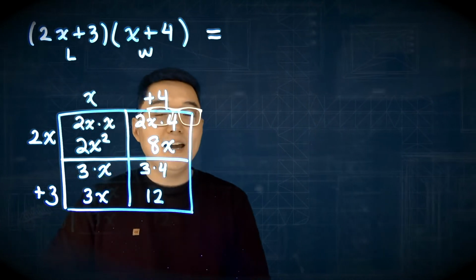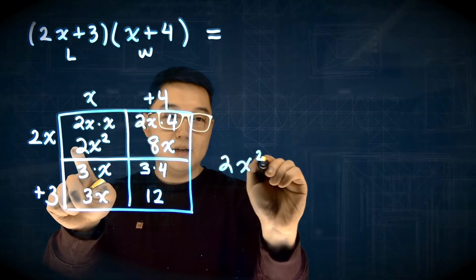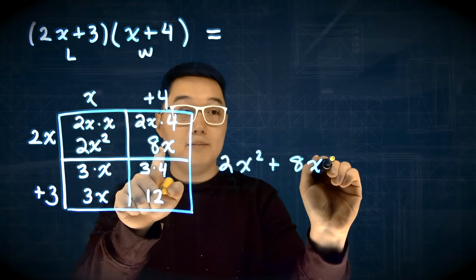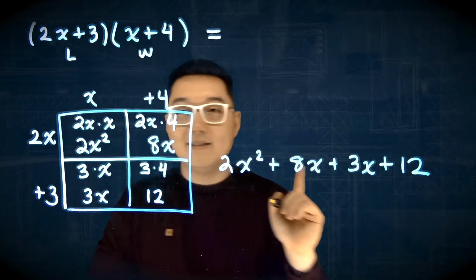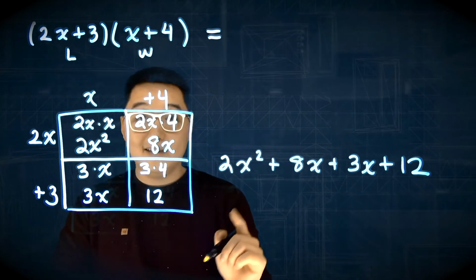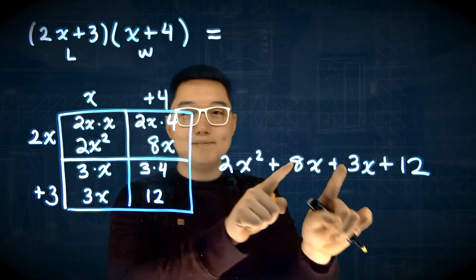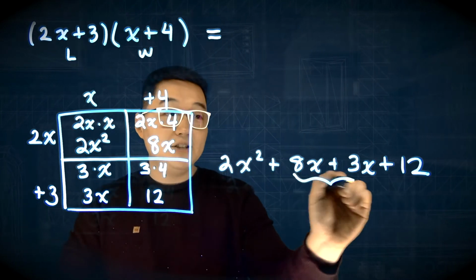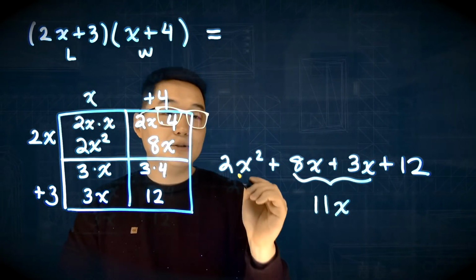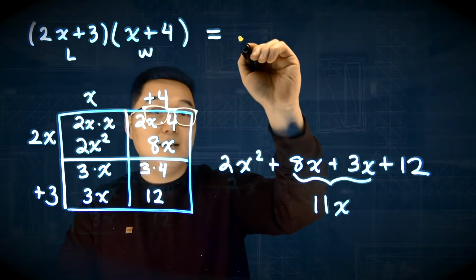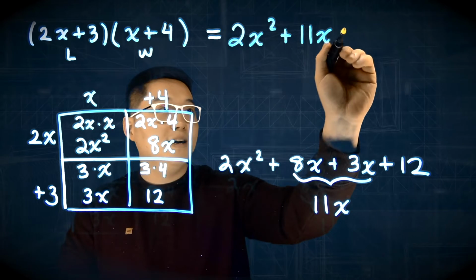So now what's the area as a sum? We have 2x squared plus 8x plus 3x plus 12. But can we simplify this expression? Yes. Notice that the 8x and the 3x are like terms. So when we combine these two together, we essentially have 11x. So what's the grand total? We see the area as a sum is 2x squared plus 11x plus 12.